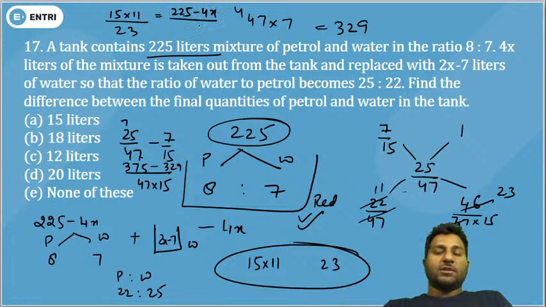It's a lengthy question, you cannot escape this one. Divided by 2x minus 7. So when you solve this kind of question you will get the value of x. Then find the difference between the final quantity of petrol and water. Alright, when you find it out you can easily figure out the ratio, and when you take the difference you can get the value as 12 liters.